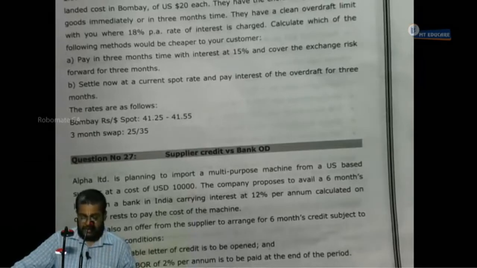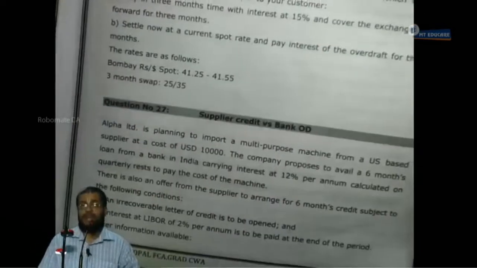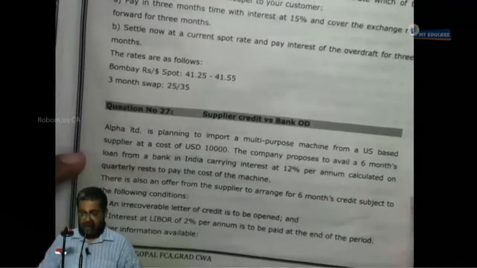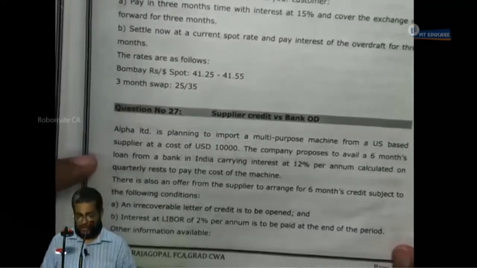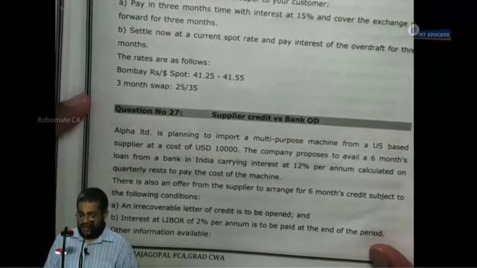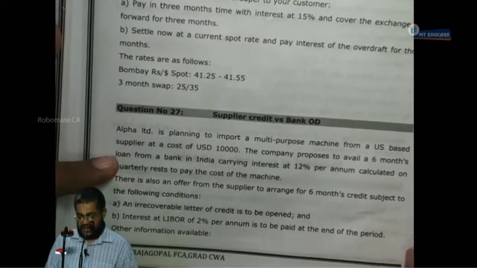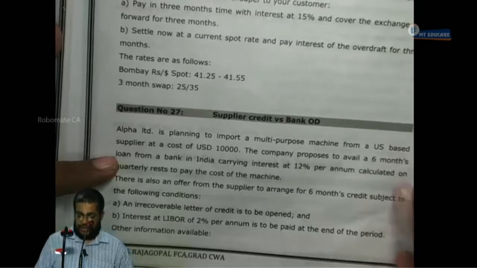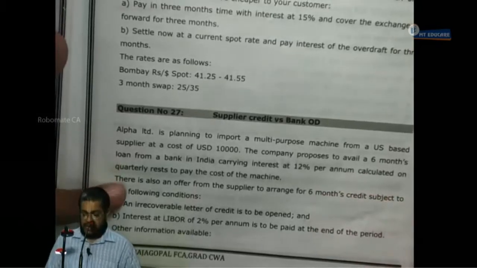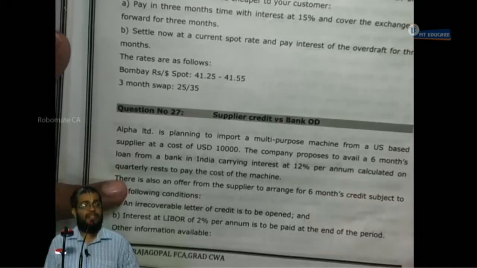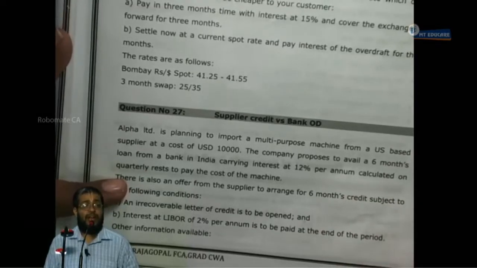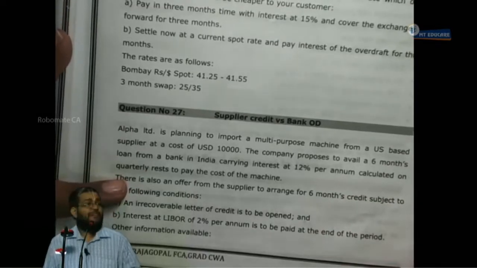Alpha Limited is planning to import a multi-purpose machine from a US based supplier at a cost of US dollar 10,000. The company proposes to avail a 6 months loan from a bank in India carrying an interest of 12% per annum calculated on quarterly rests. That means interest is compounded every 3 months. So our period is how many months here? 3 months. Are you all following?